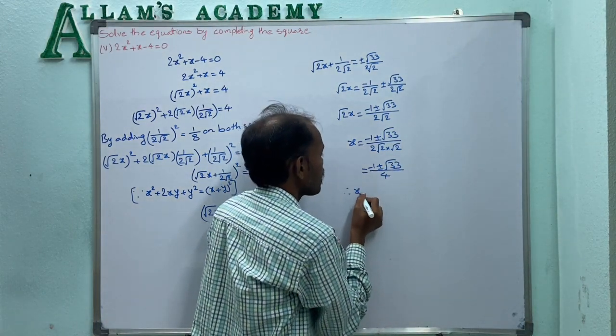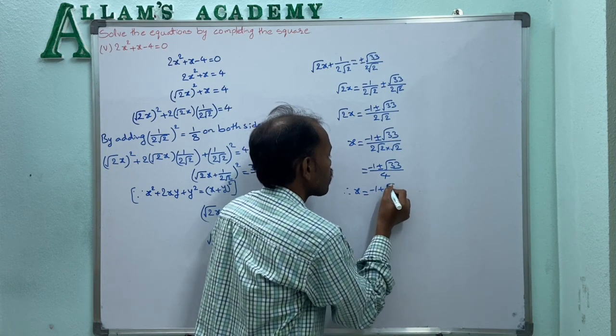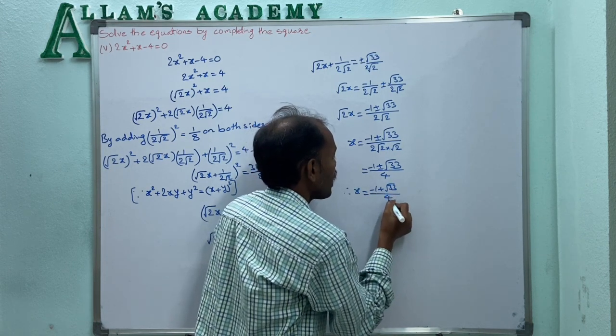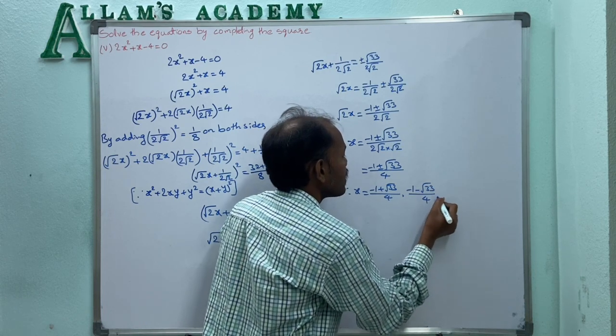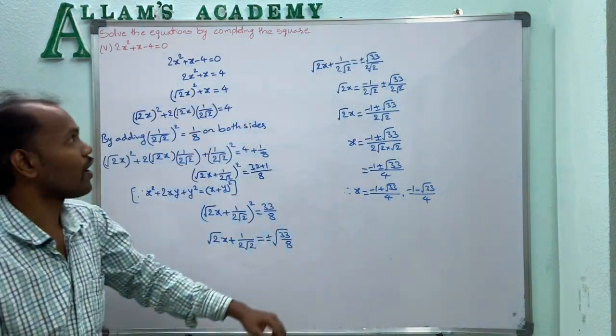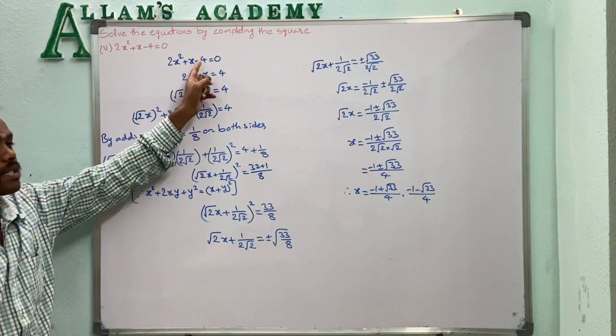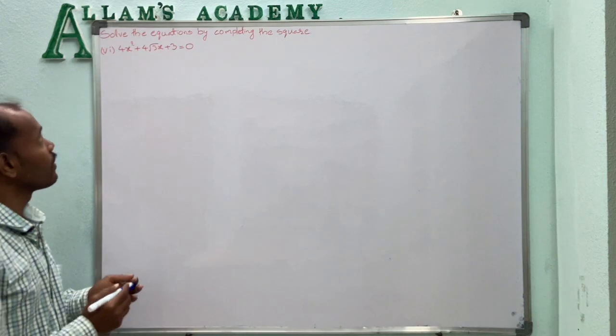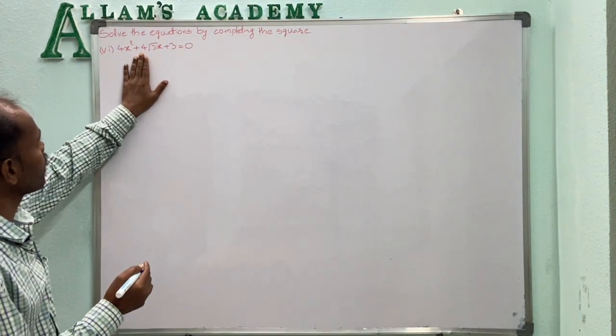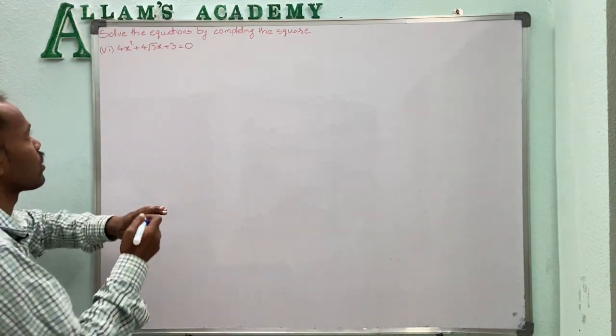So therefore x equal to minus 1 plus root 33 by 4 and minus 1 minus root 33 by 4. These are the zeros of the quadratic polynomial 2x square plus x minus 4 equal to 0. So now the next given quadratic equation is 4x square plus 4 root 3x plus 3 equal to 0.